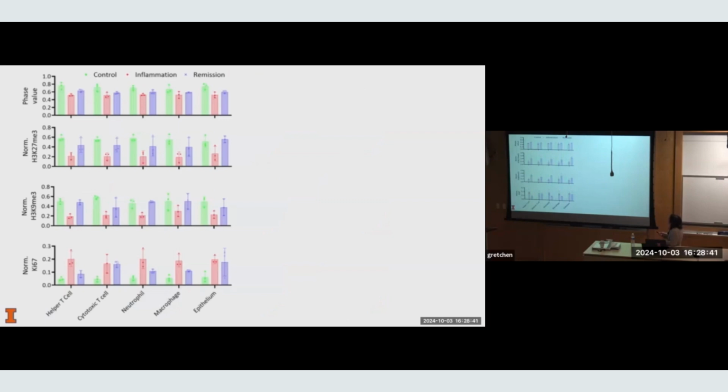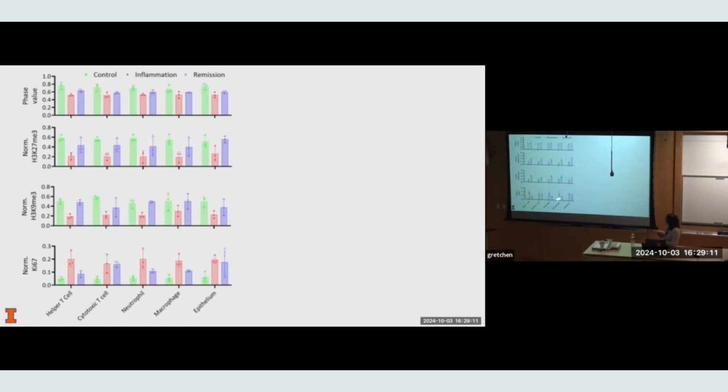And then for further classification, we combine the phase. These are the phase values that we get from the tissue. You see in inflamed tissue, this is just from the cell nucleus, the refractive index or the phase becomes lower. That indicates more open, less dense chromatin compared to those either in remission or in the normal control.